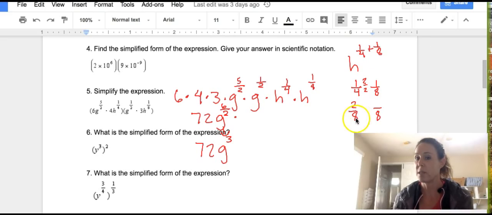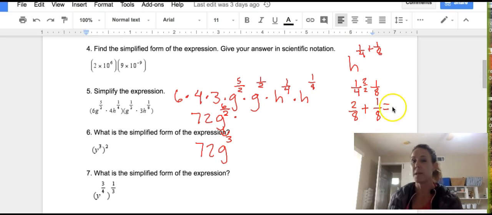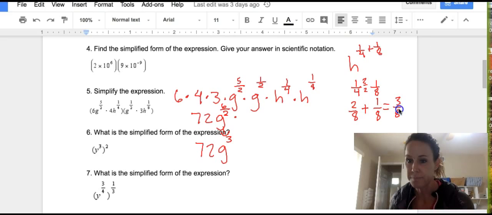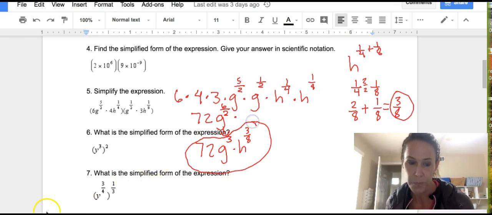If I reduce this, I get back to 1/4. And I'm adding, now the denominator is already 8 here, so I don't need to change the numerator. And then 2/8 plus 1/8 is 3/8. And there I'm finished. So when I have the same base and I add these exponents, 1/4 and 1/8 is 3/8. So this is going to be times h to the 3/8 power. And there we are finished.